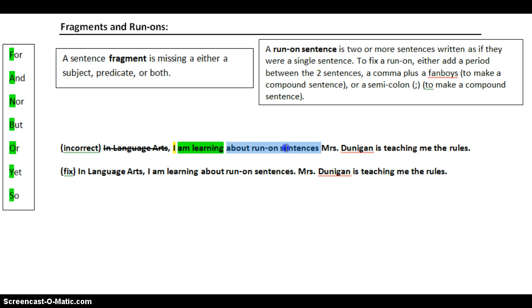I would cross out about run-on sentences, and that's just because it's a prepositional phrase again. And I'm crossing it out because subjects and verbs can't be in there, and it helps me to recognize what is what in my sentence. And sorry, I'm just trying to cross that out. I also realized that Mrs. Dunnigan is my second subject. Is teaching is my simple predicate. So this just helps you see, color-coded, that we have two subject-verb splits going on right there. All right, so let's talk about another way we can fix this.